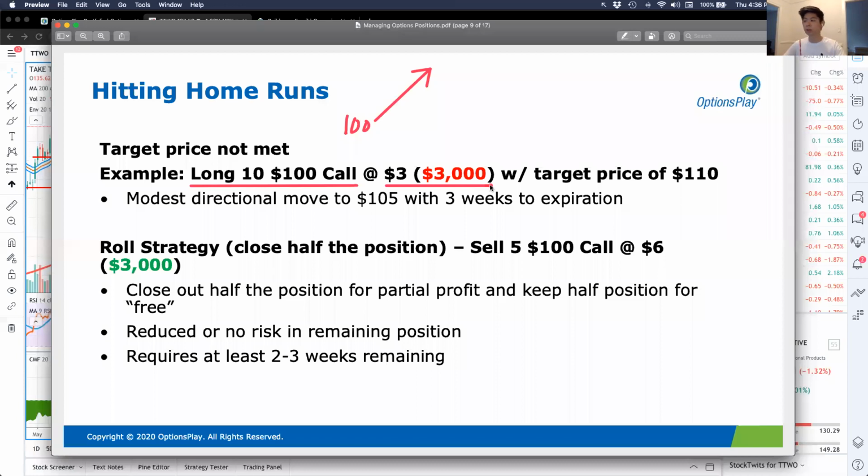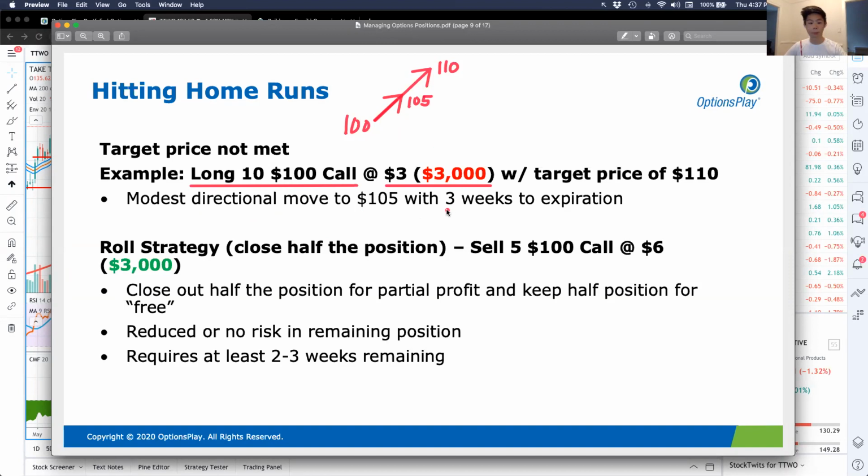And I have a target price of 110. I think the stock's going to rally to 110, so I buy the at-the-money call options for $3. And let's say after I buy these calls, the stock moves up half the amount. It doesn't move all the way up to 110. It moves up to, let's say, 105. So I got the direction correct, but I didn't quite get the magnitude fully. But it did go in the direction that I expected, and I still have plenty of time left.